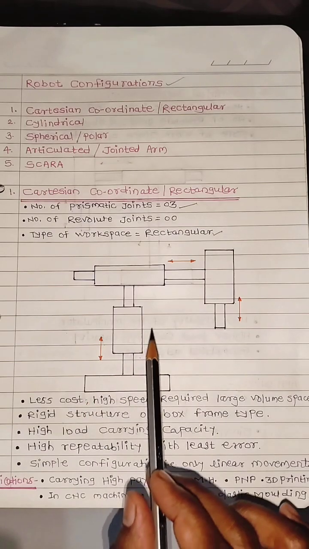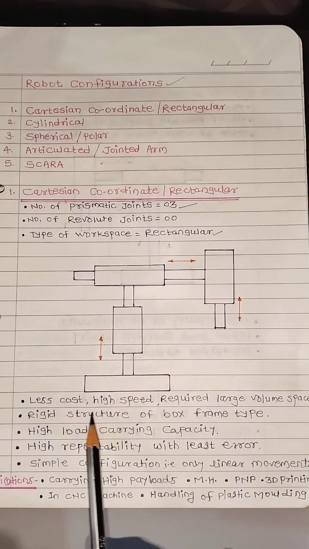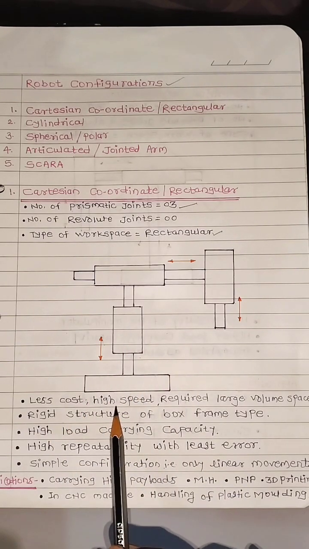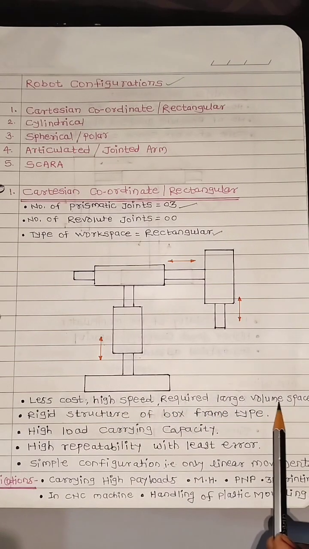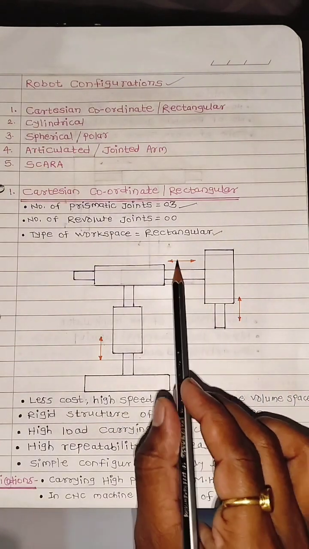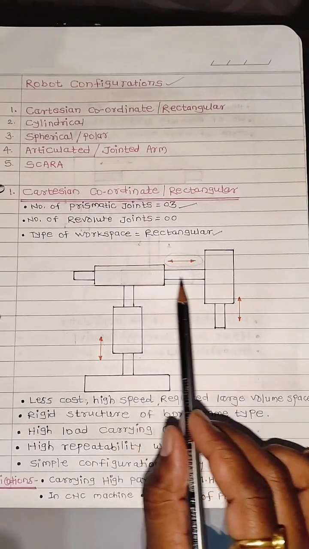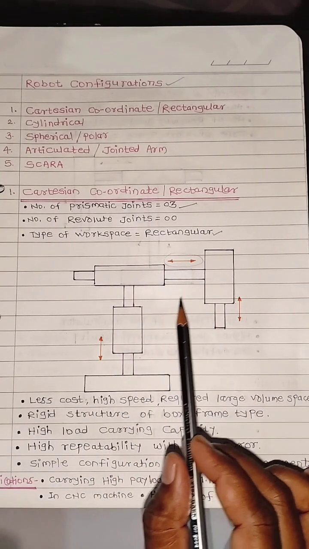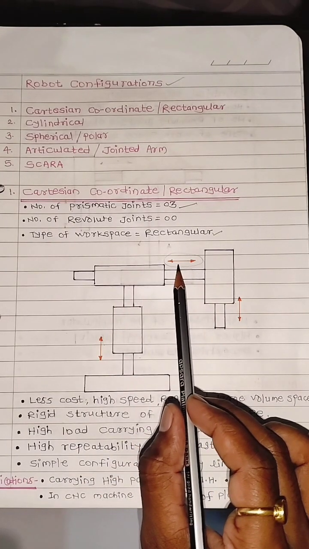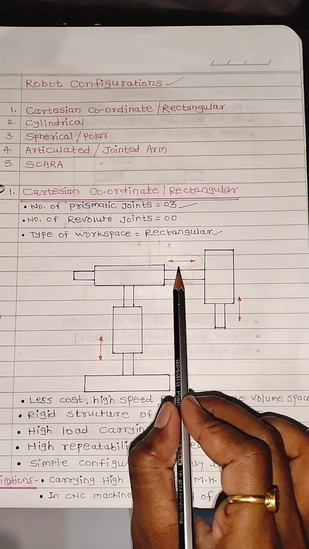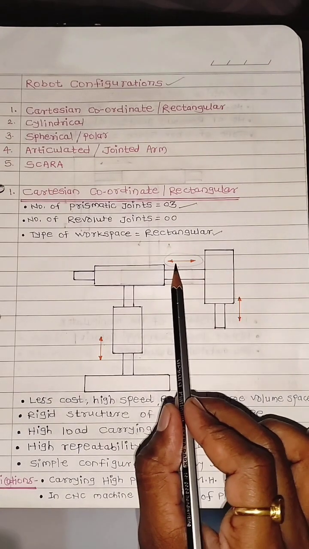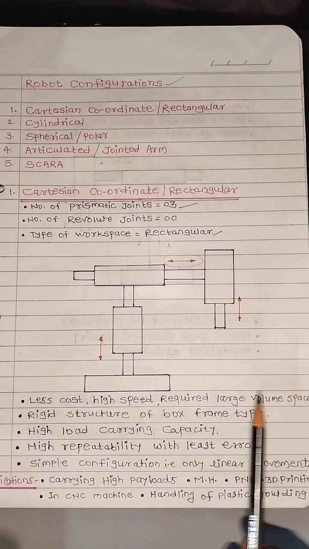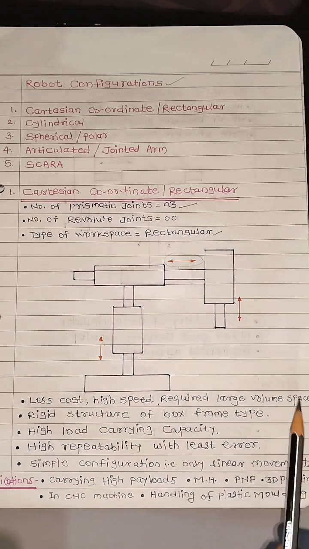Then this type of configuration has a simple design, low cost, and higher speed, and requires large volume space, because this type of configuration has prismatic joints. Suppose this prismatic joint can extend up to this last stage, meaning it has a large work envelope, so it requires large volume space.